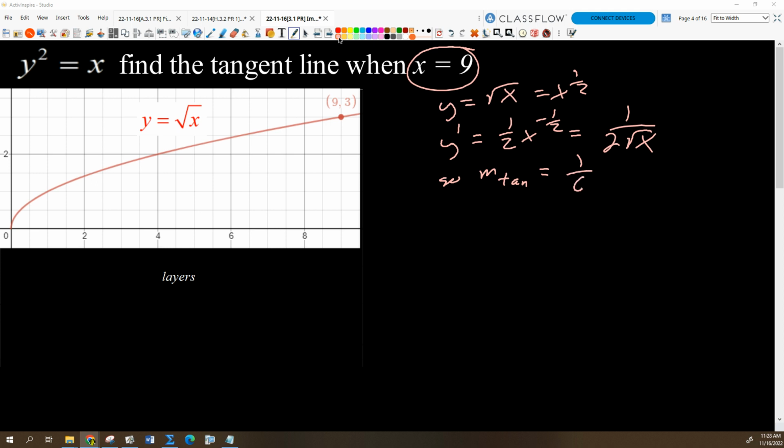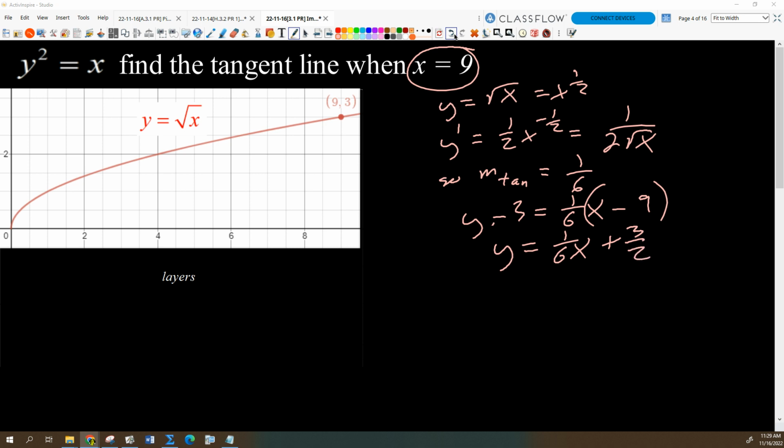Okay. So we got the equation of the line. Y minus 3 equals 1/6 times the quantity x minus 9. And so if I were to, let's clean this one up. If I distribute the 1/6, then add 3 to both sides, you get 3/2 plus 6. So what is that going to be? 9/2. So I get y equals 1/6 x plus 3/2, right? There's the equation of that tangent line.